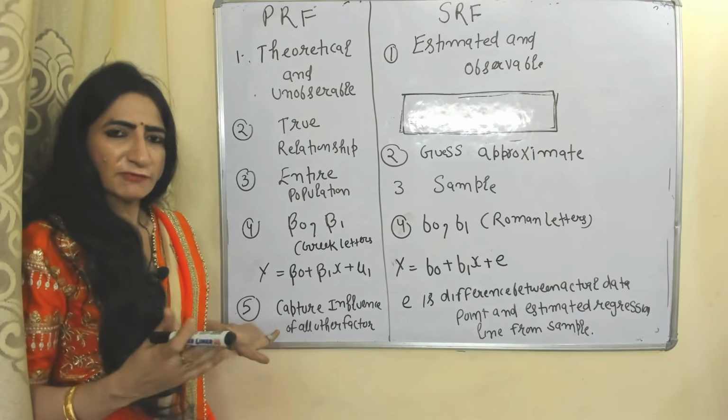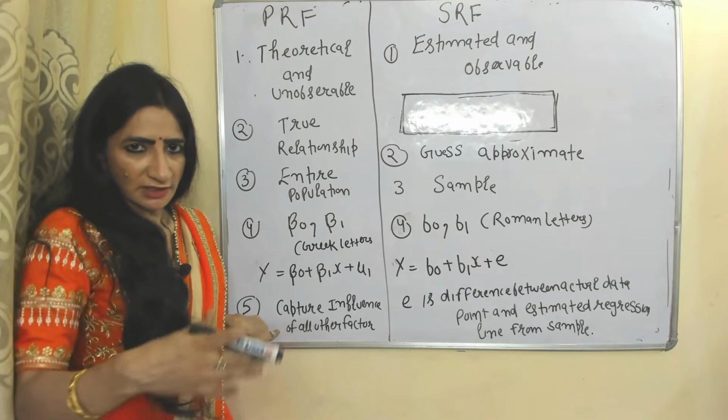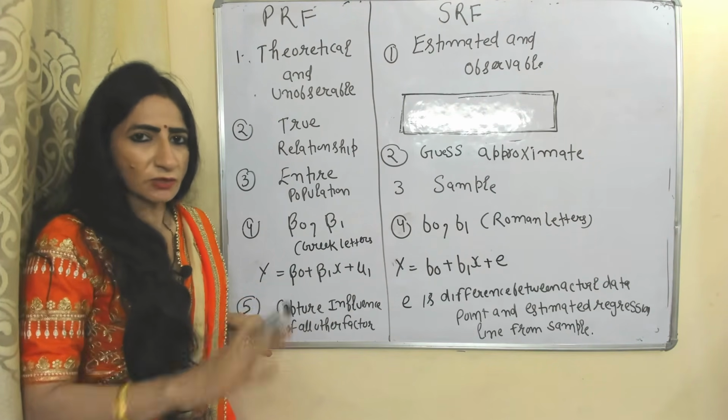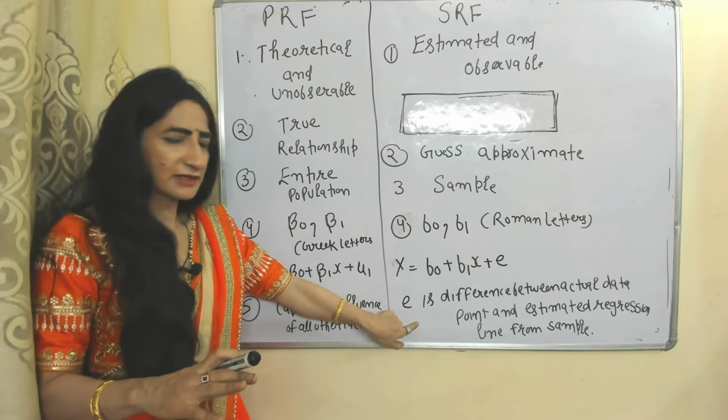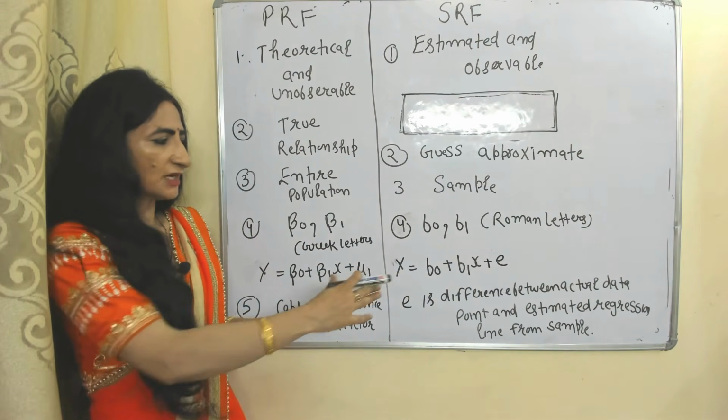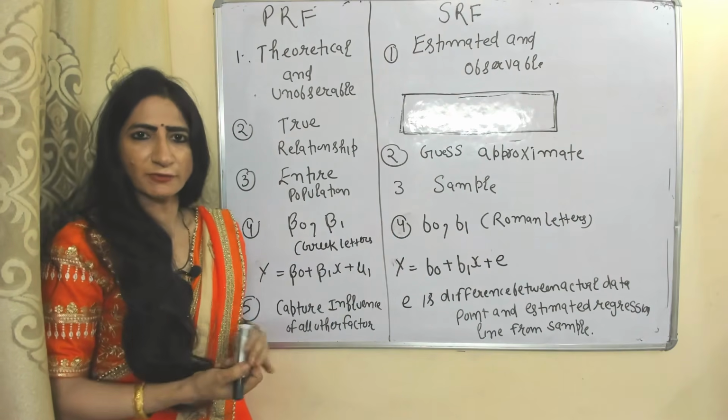In population regression function, the error term captures the influence of all other factors which affect the dependent variable but are not included in this model. In sample regression function, the error term is the difference between the actual data point and the estimated regression line from the sample.